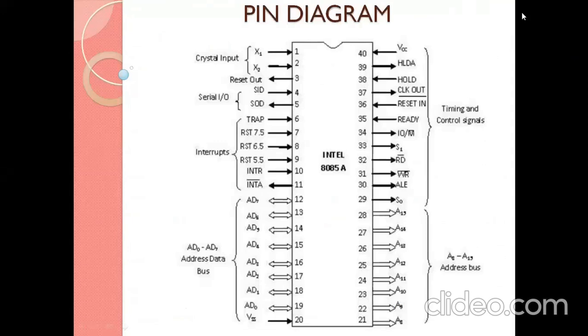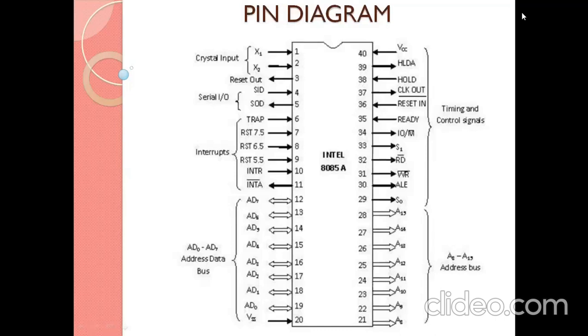Good morning, students. Today I am going to explain about the pin diagram of 8085 microprocessor and the functional pin diagram of 8085 microprocessor. The 8085 microprocessor has a 40 pin IC. It is made up of a dual inline package with NMOS technology.